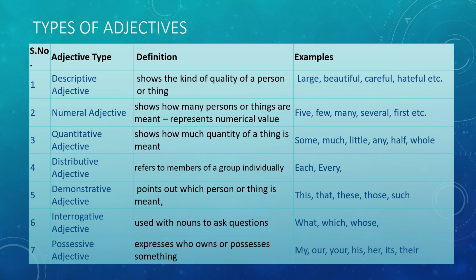So we have 7 adjectives, namely descriptive, numeral, quantitative, distributive, demonstrative, interrogative and possessive. Descriptive describes the quality or the kind of the noun. It describes the attribute of an object or a person. Numeral gives the number. For example, the first prize goes to.